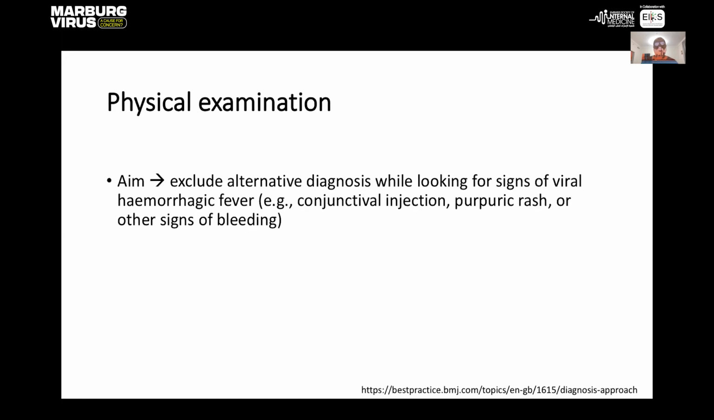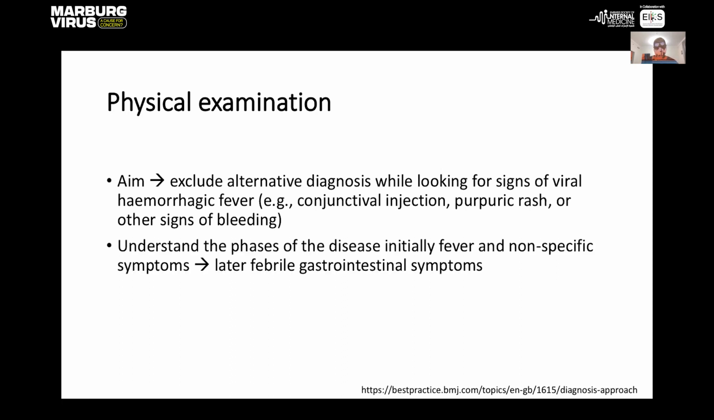Now, in the examination, your aim should be to usually exclude alternative diagnoses while looking for signs of viral hemorrhagic fever, like conjunctival injection, purpuric rash, other signs of bleeding. For instance, if you expose the patient and you see an eschar, then you know this is rickettsial infection. If you see a large spleen or a large liver, then it's more likely malaria. Likewise, the idea of doing a physical examination is also to look for alternative diagnoses.